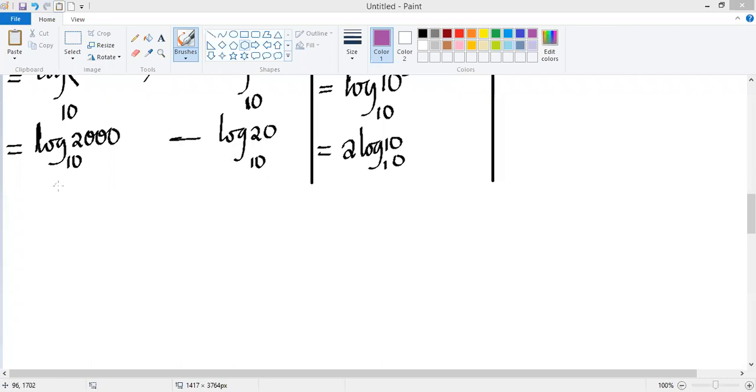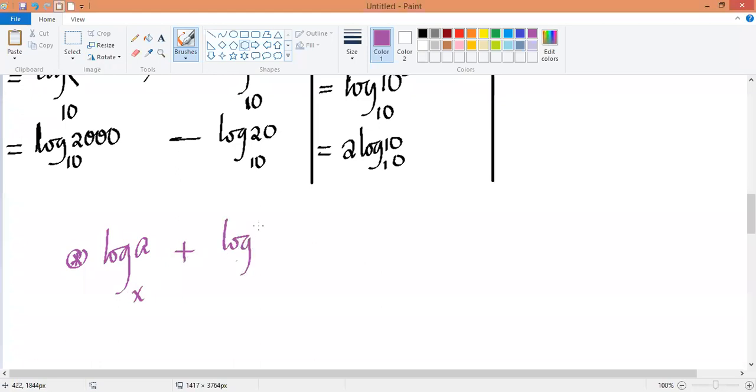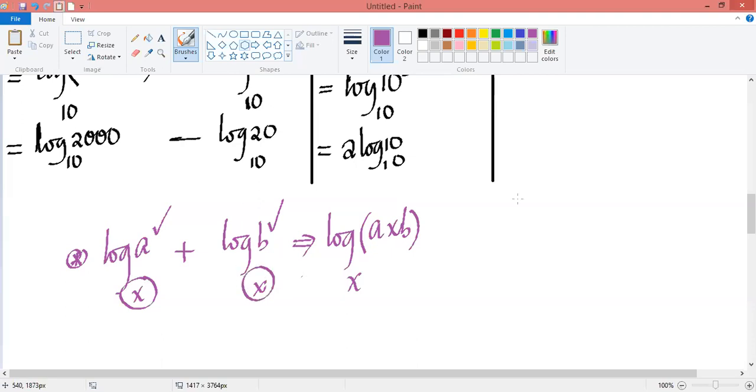Now, when it's subtracting logs, these two laws are the ones we are applying. Log of A base X plus log of B base X can be put down as a single logarithm. That's what the law suggests. And in that single logarithm, you multiply these numbers, A and B, only and only if these bases are the same.